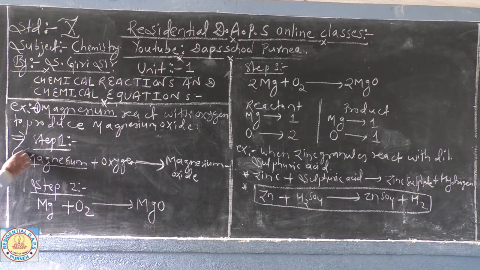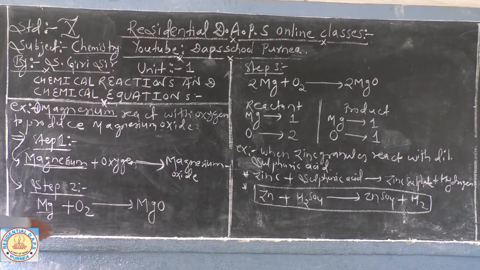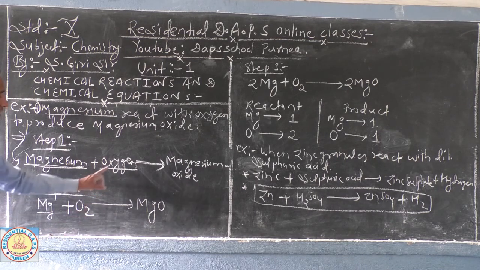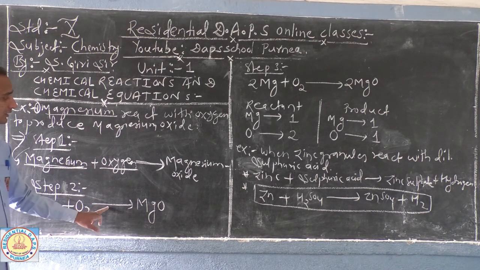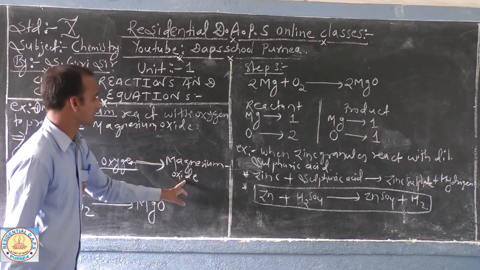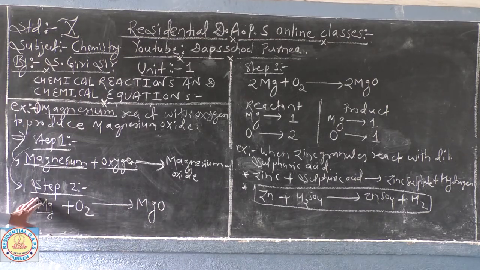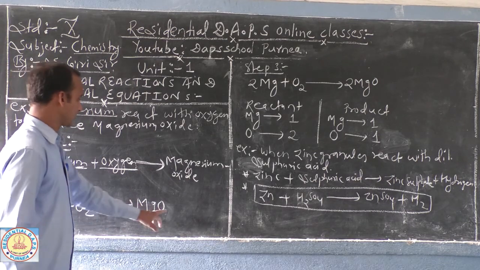Now in step 2 you have to write it in molecular form or symbolic form. The symbol of magnesium is Mg, and for oxygen we don't write the symbol of the atom because it is unstable, so we write the molecule of oxygen as O2, then an arrow, and the formula of magnesium oxide is MgO. Now let us see here, oxygen has 2 atoms, and on the other side a single atom. Now you have to balance, it is not yet a balanced chemical equation, it is still unbalanced. So till here it is still wrong.